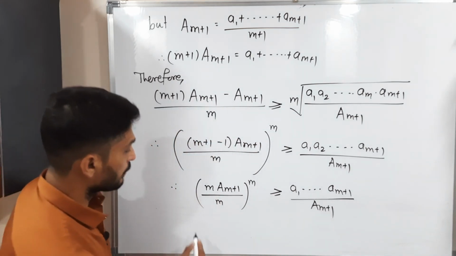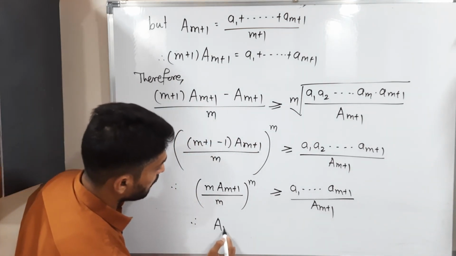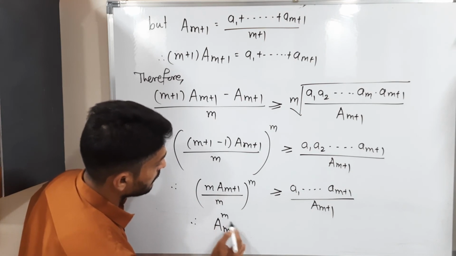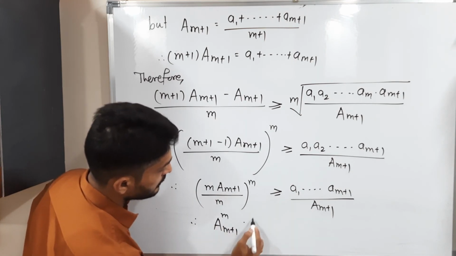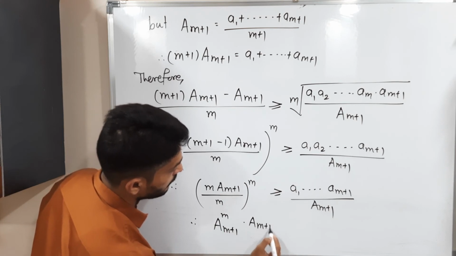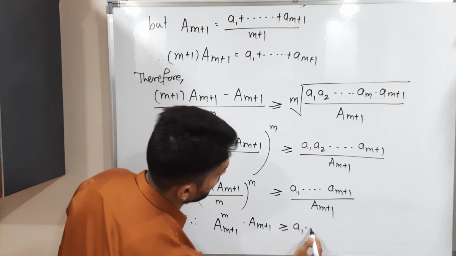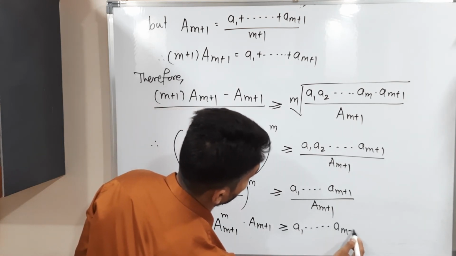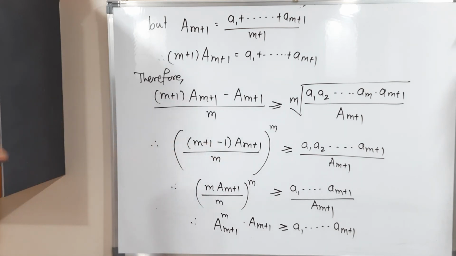That means simply what will you have? Therefore, Am plus 1 raised to m. I'm shifting this m plus 1 to this side. So, Am plus 1 greater than or equal to a1, a2 and so on to am plus 1. So, you can make a screenshot of it, then we will go further.